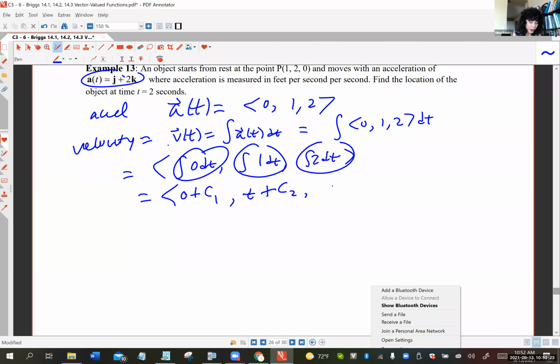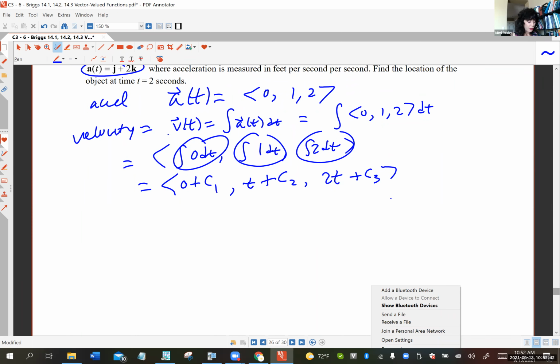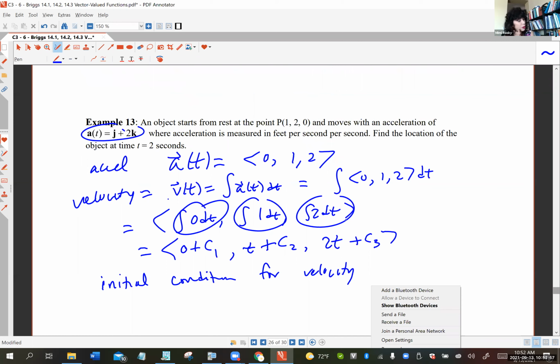And the integral of 2 is 2t plus some constant of integration. We'll call it C3. Now, how do you get your C1, C2, C3? You got to be careful, folks. So what is the initial condition for velocity? What did they say for the initial condition for velocity? And this is a hard word problem because they didn't give it to you outright. They didn't say, well, velocity evaluated at such and such seconds is this vector. You have to glean it from the word problem.